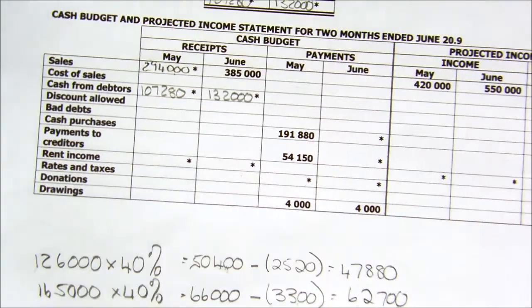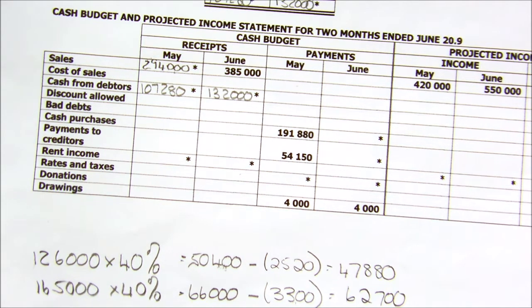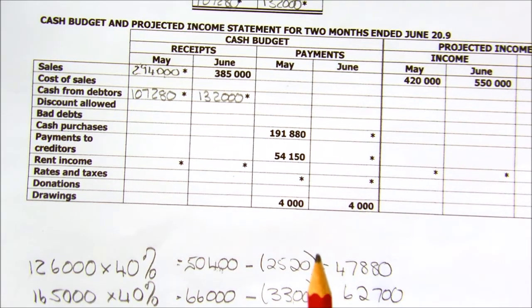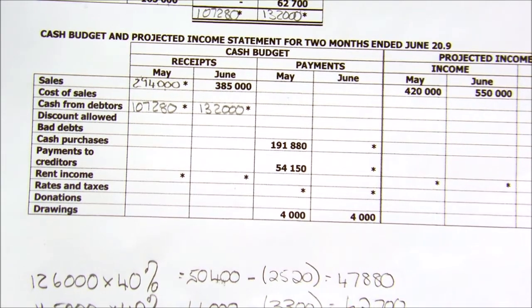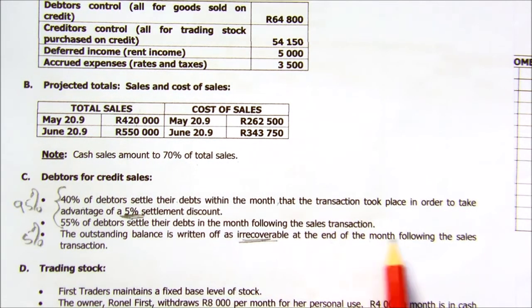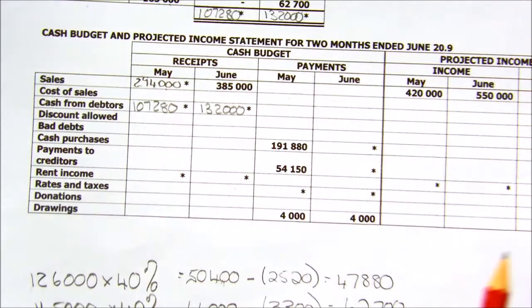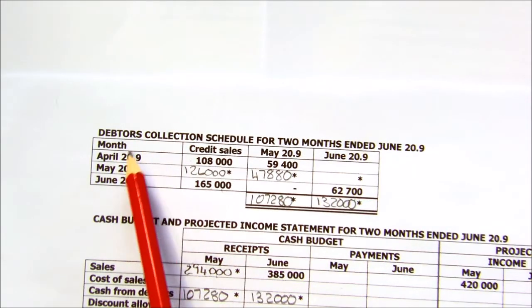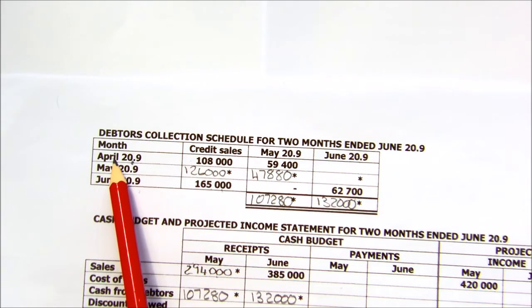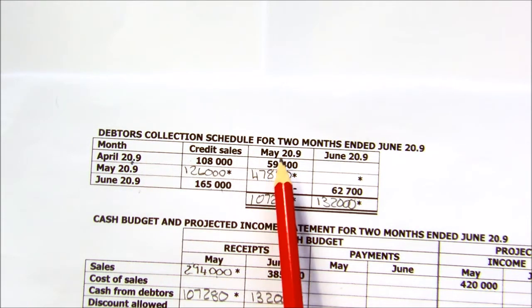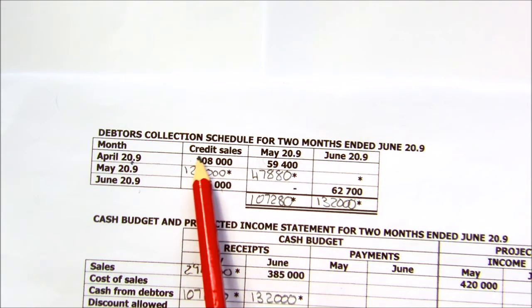Now remember, they told us that the 5% balance is not going to be paid, and it's going to be written off in the month after the sale. Looking back here, it's written off at the end of the month following the sale. So what we sell in April, some will be received in April, some will be received in May, and then the balance is going to be written off in the month following. So it's going to be in May. In May, we're going to write off 5% of the 108,000.